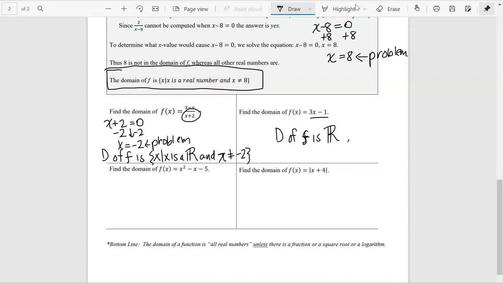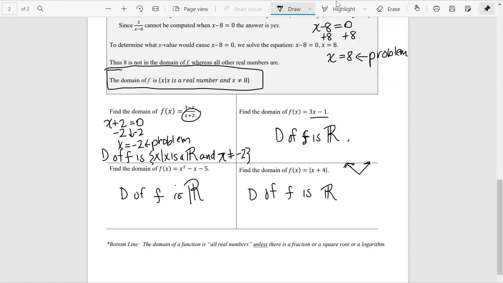Okay, same thing here. If we graph this, it would make a parabola, so we don't have a problem with that. It's all real numbers. Okay, absolute value of x minus 4. Remember, this is going to make your V. So there's not going to be anything that won't work for this. It would be the same thing. The domain of f is all real numbers.